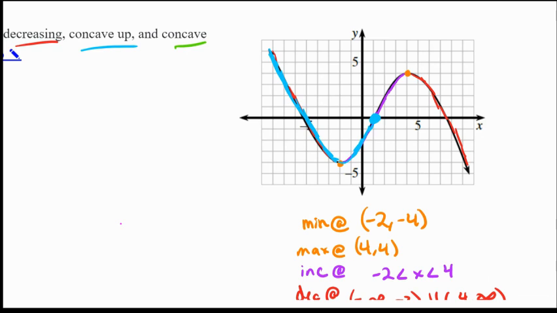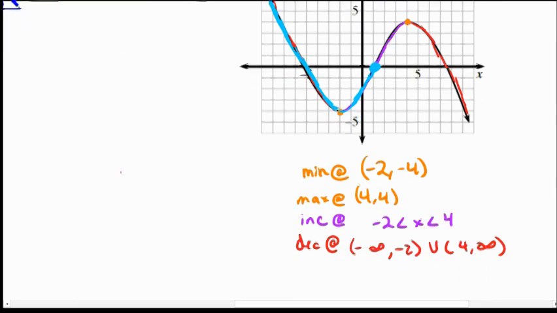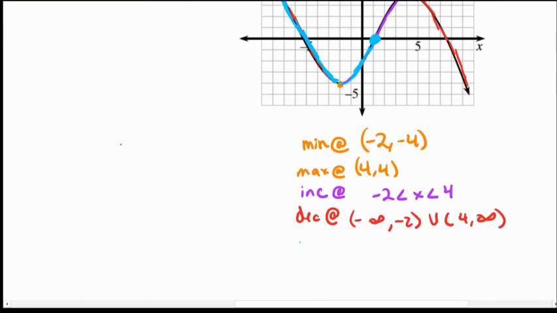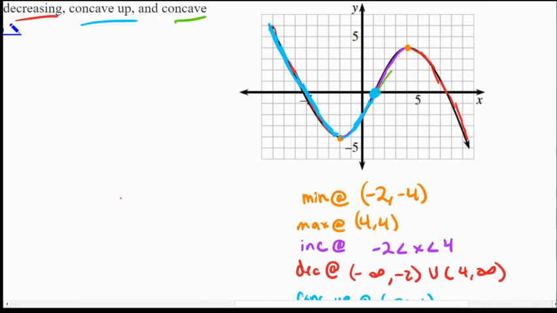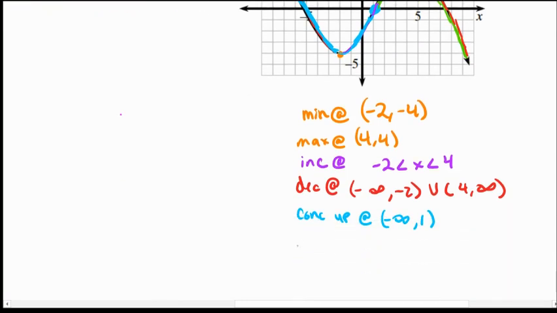So I'm going to say it is concave up from -infinity all the way up to 1. And then my last interval is when it is concave down, which is from 1 to +infinity.